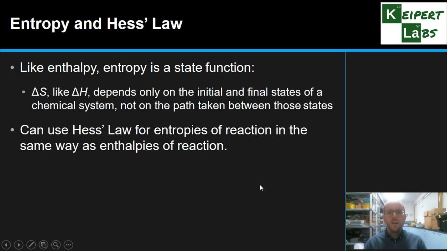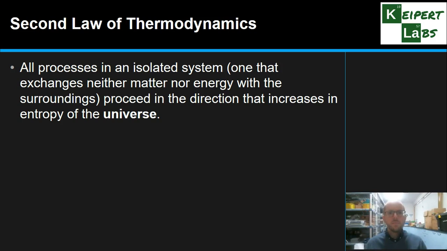So we can use Hess's law to calculate entropies of reaction the same way as enthalpies of reaction, which is particularly useful, like before, for reactions that we can't do directly. We can work out what the change in entropy would be for this hypothetical reaction by looking at the pieces and adding them together. Now, the second law of thermodynamics, thinking about the way that the universe functions as a whole, is a big umbrella concept that helps us to understand why an increase in entropy tends to make processes spontaneous.